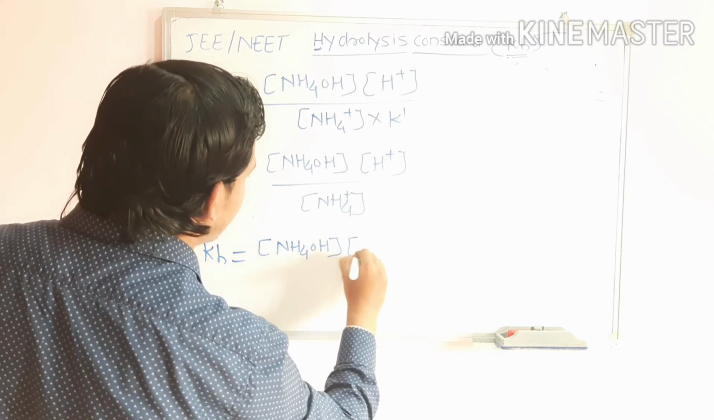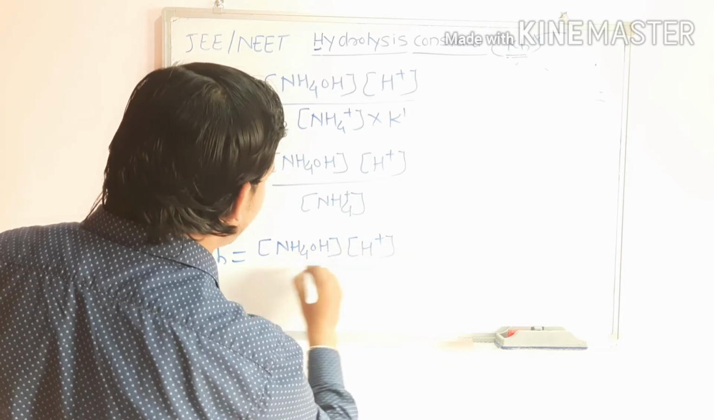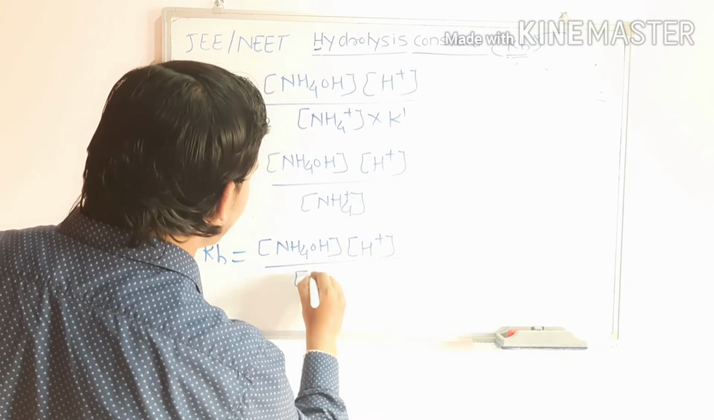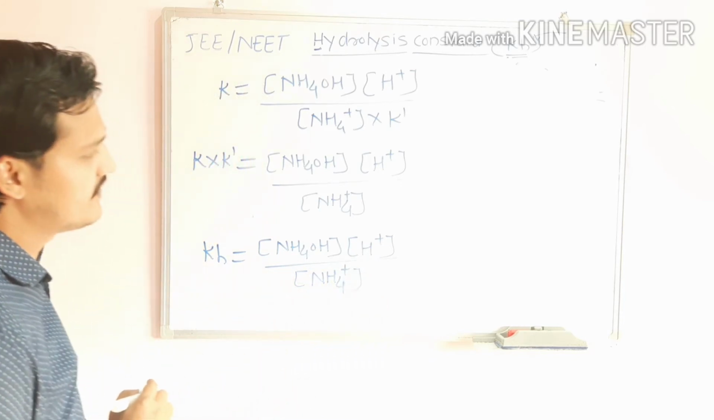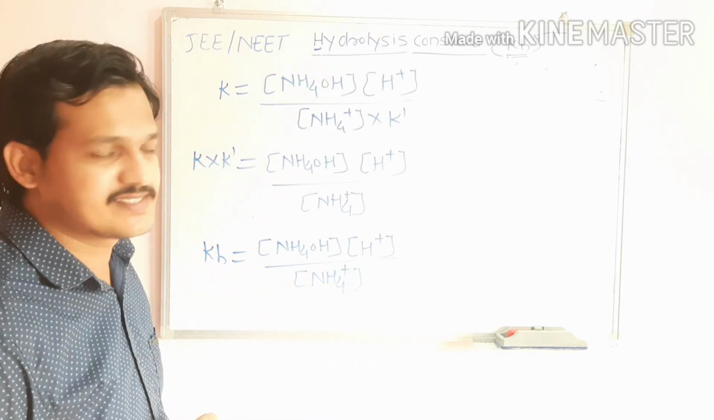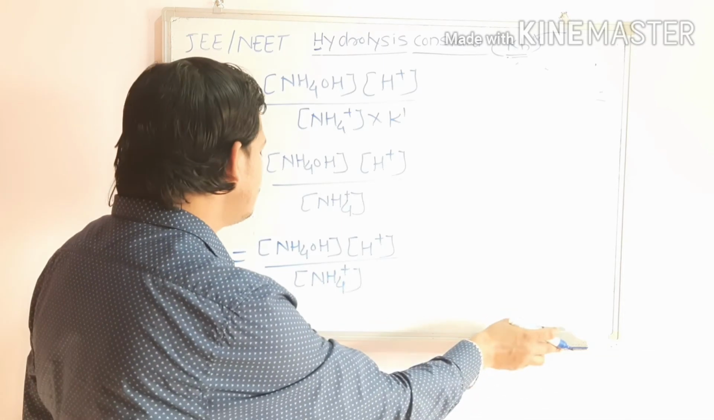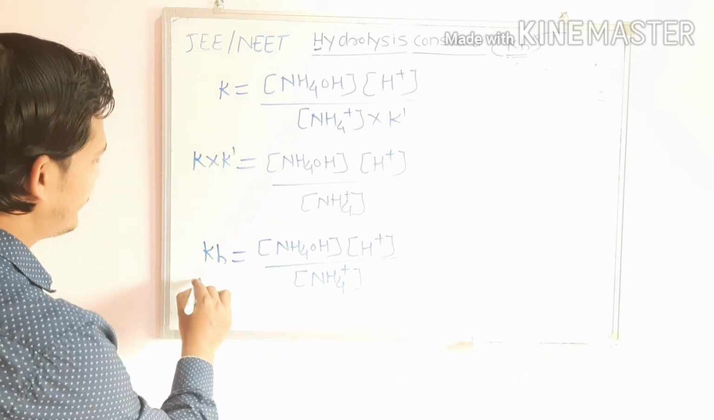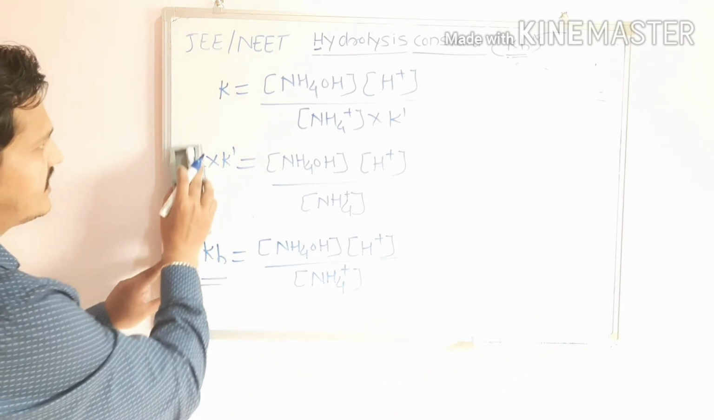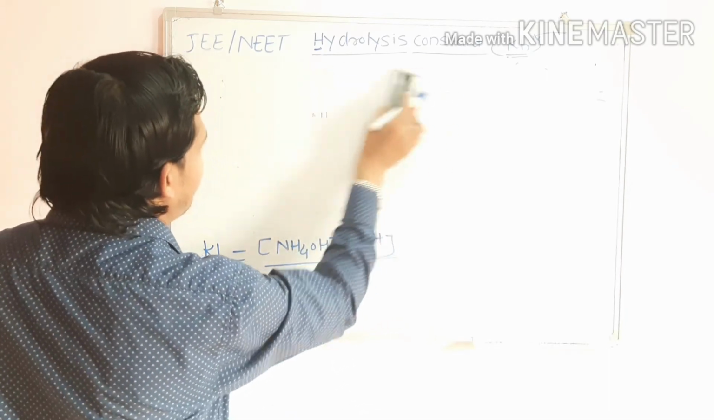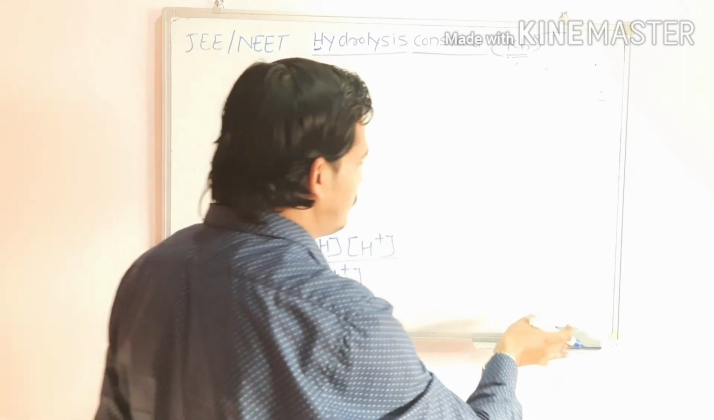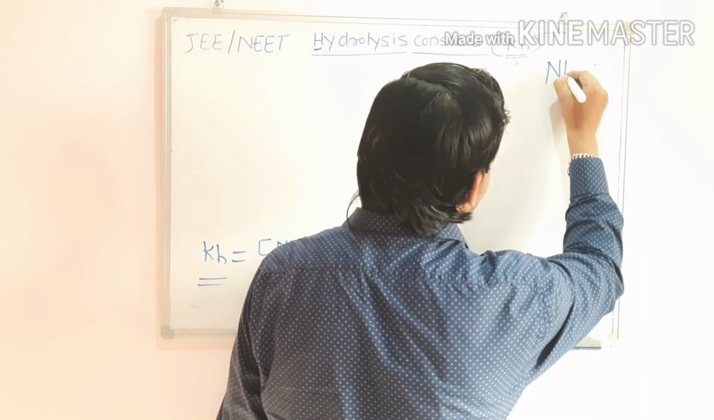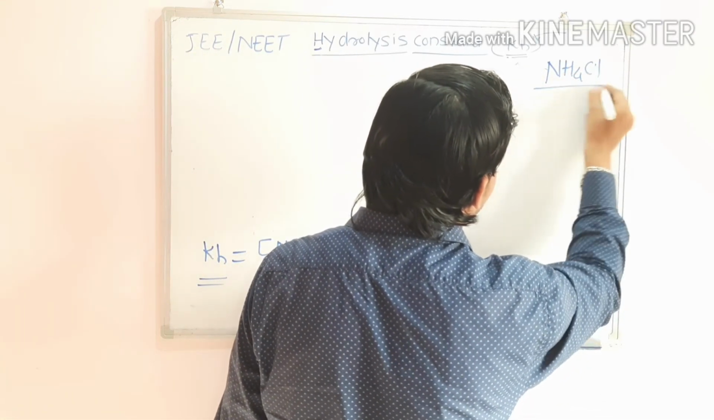NH4OH in bracket H plus divided by NH4 plus. Now this is our equation for KH. Now let us consider the formula regarding KH for salt NH4Cl. So our salt is NH4Cl.